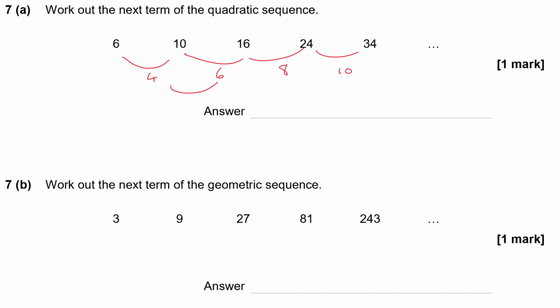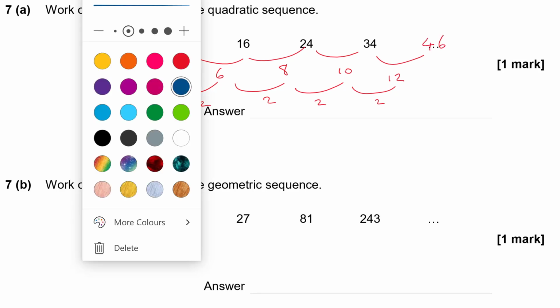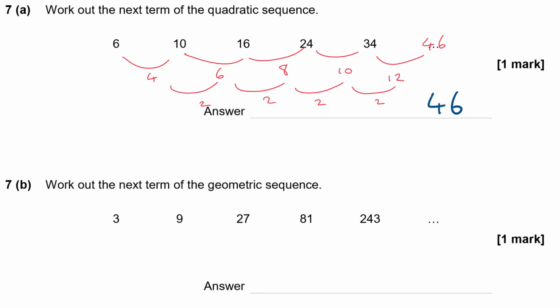So you can see that the common difference, 6 take away 4 is 2. 8 take away 6 is 2. 10 take away 8 is 2. So the common second difference is 2. So that means my next term I'm going to get by adding 2 more than the last term that I used. So I added 10 last time. 2 more than 10 is 12. So if I add 12 onto 34, that's going to take me up to 46, then, isn't it? So my answer then is going to be 46.